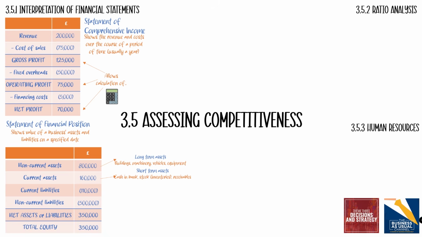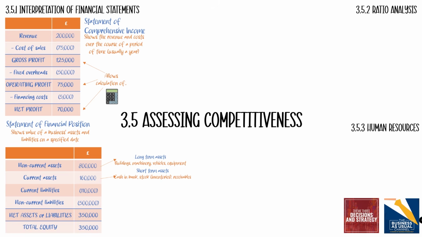Our long-term assets will be things like buildings, machinery, vehicles, equipment, things that we're going to expect to have for a long period of time. We're not likely to turn them into cash within the next year. The word non-current means not within the next 12 months. Our current assets either are already cash, so cash in the bank, or they might be things that should turn into cash within the next 12 months. So stock, inventories, or receivables, money we're owed by our customers. That stuff should become cash within the next 12 months. Not all of it will. We'll talk about that in a little bit.